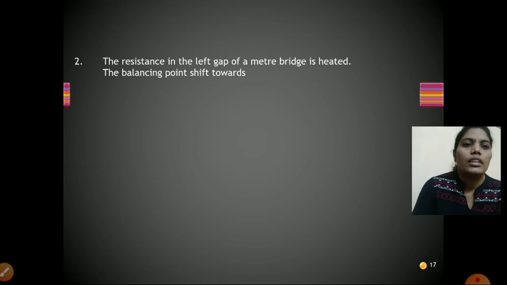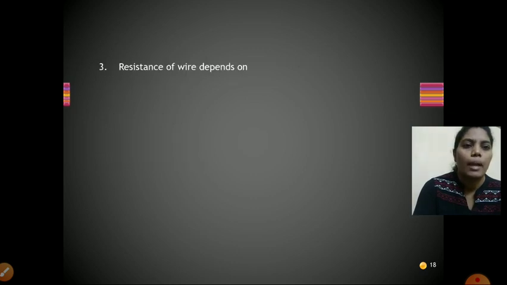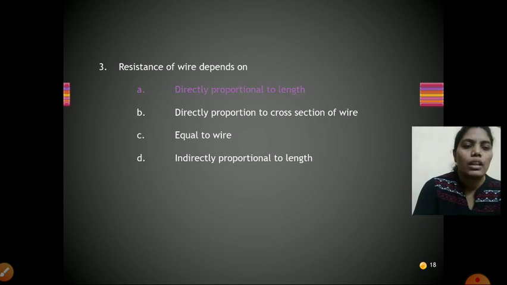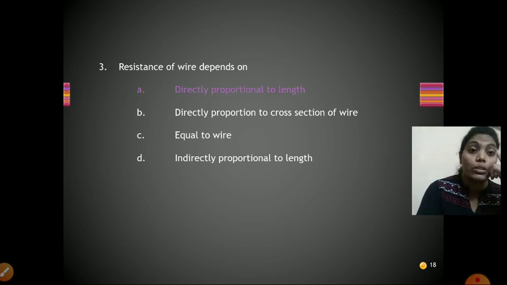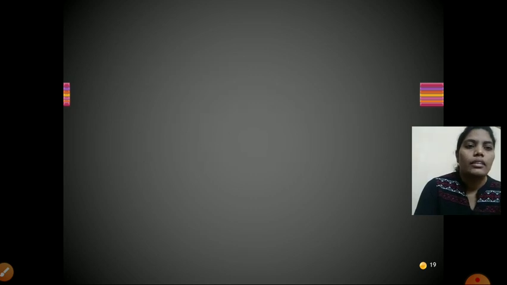The resistance in the left gap of a meter bridge is heated. The balancing point shifts towards: right gap, left gap, no change, or fluctuations. It shifts towards the right gap. Resistance of a wire depends on length, area of cross section, and is indirectly proportional to length. It is directly proportional to length.